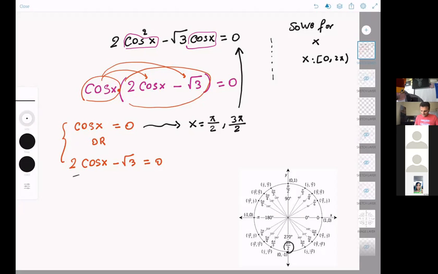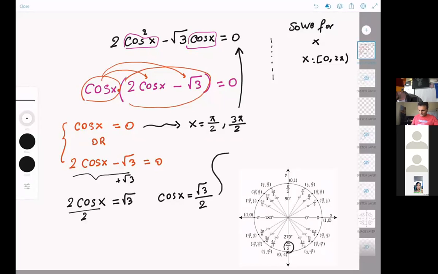Now let's move to this one. So we need to have cosine on one side. I'm going to add radical 3. We have 2 cosine of x equal to radical 3. I divide by 2. I get cosine of x equal to radical 3 over 2. Now what is x?